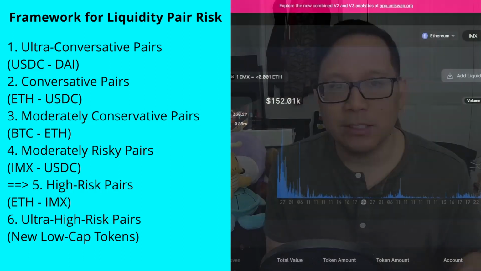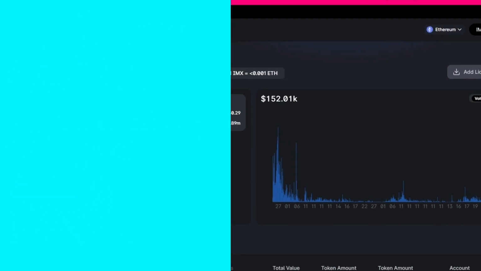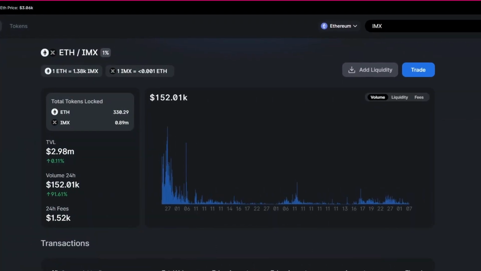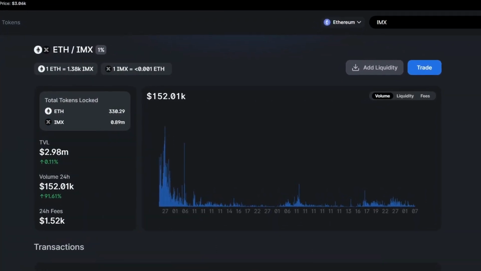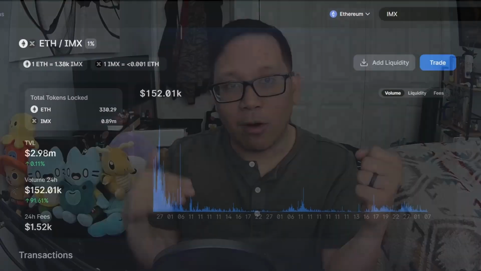Let's drop down even further. We go to high risk pairs. So think ETH, Immutable. This risk level is high because it combines a stable, more well-known crypto with a more volatile altcoin. And again, the lower that you go in market cap, the more volatile that it will be. But this increases potential for high returns, but also increases your exposure to impermanent loss because these can highly fluctuate in different pairs and in different degrees.